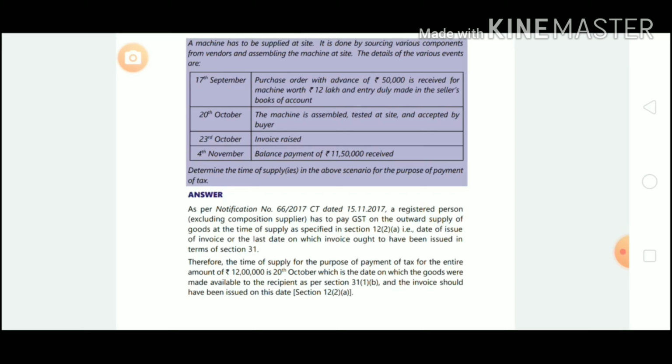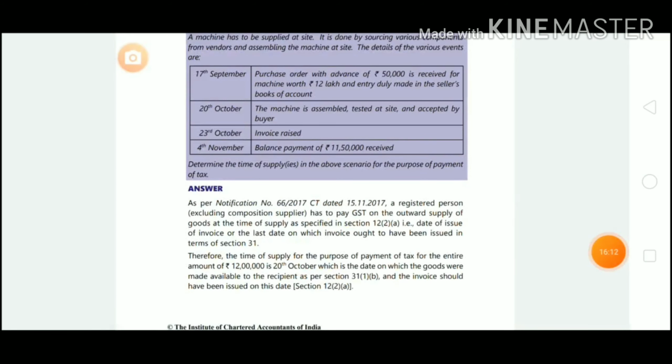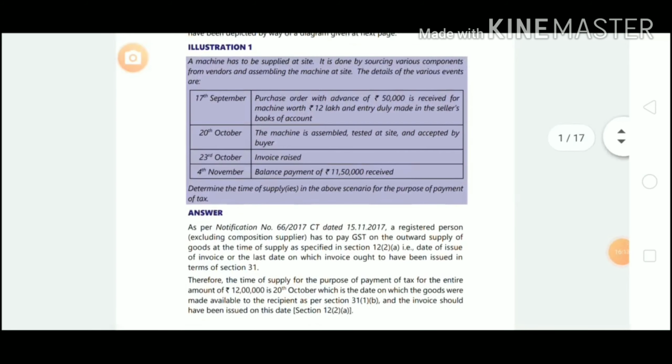So in this question, this is a case of supply of goods. In the case of goods, we have studied before, and in the summary portion also we have done that, that if an advance is received in case of supply of goods, then the time of supply will be the date of issue of invoice and not the date of receipt of payment. So the 50,000 advance received on 17th September, obviously the time of supply will not be 17th September, that will be the date of issue of invoice.